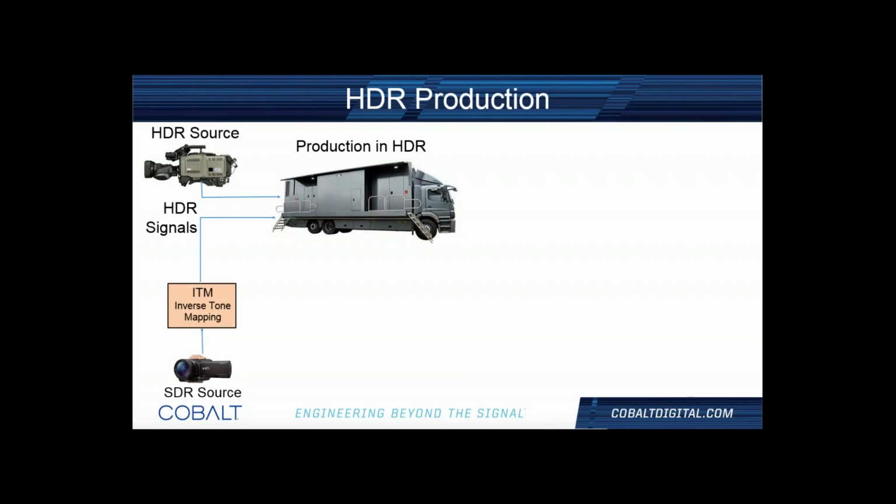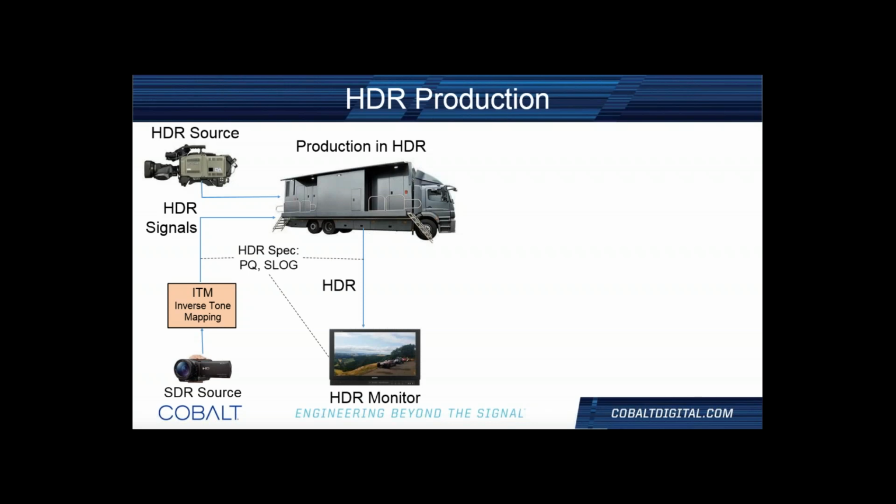Well, the thing to do is do something called inverse tone mapping, ITM, and that up converts, if you will, the SDR. The real name is tone map. You inverse tone map SDR into HDR, and then you can ingest that into your HDR production. So you do everything in HDR. There's a consistent HDR spec into that. Could be PQ, could be S-Log, and you can see that in HDR.